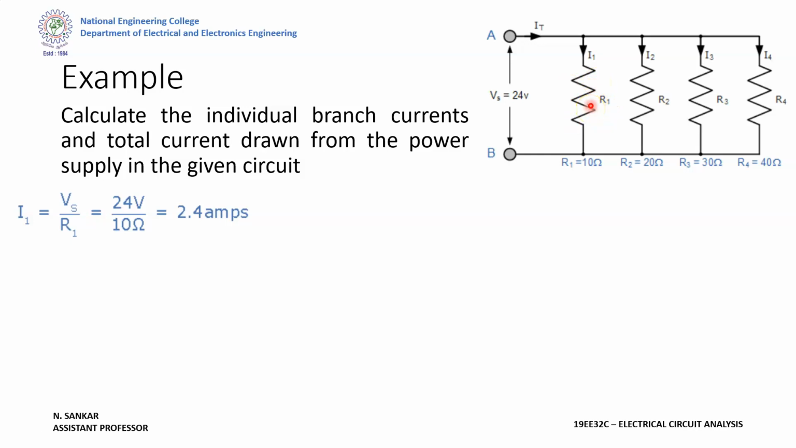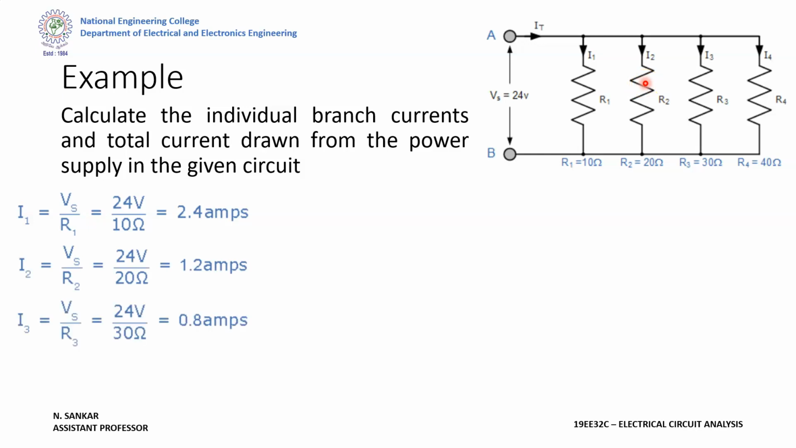So I1 is nothing but Vs, that is the total voltage drop across R1, R2, R3, R4. So that is Vs by R1, that is 24 by 10, which is equal to 2.4 amps. Similarly for R2, 24 by 20, that is 1.2 amps. For R3, 24 by 30, that is equal to 0.8, and for R4, 24 by 40, that is 0.6 amps. This is the value of each individual branch current I1, I2, I3, I4.